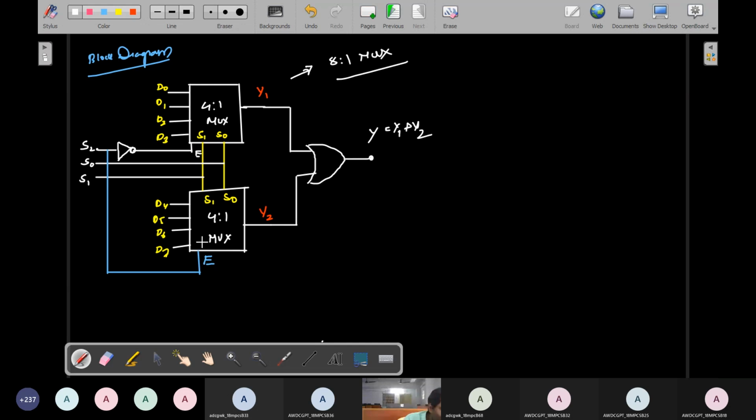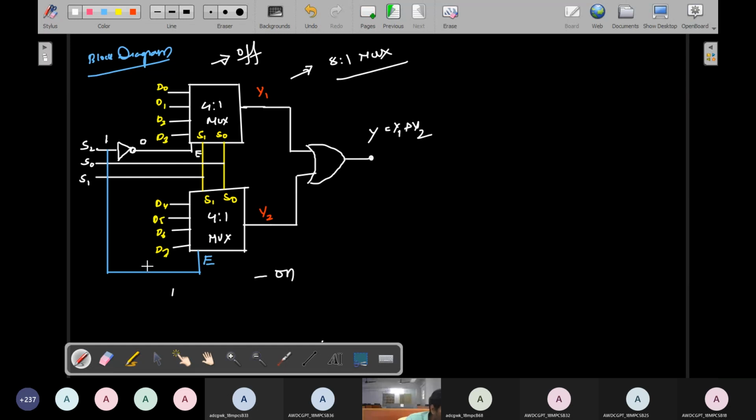Understand everybody? So how does it work? Simply see the third terminal. Suppose you give enable as 1 here. For example, enable is 1. Enable 1 means the 1 will be carried here, so the input is 1. Then what will happen? After crossing this NOT gate, this will be complement 0. Now the first mux is off and this one is in on condition. Therefore the output is selecting only these inputs.